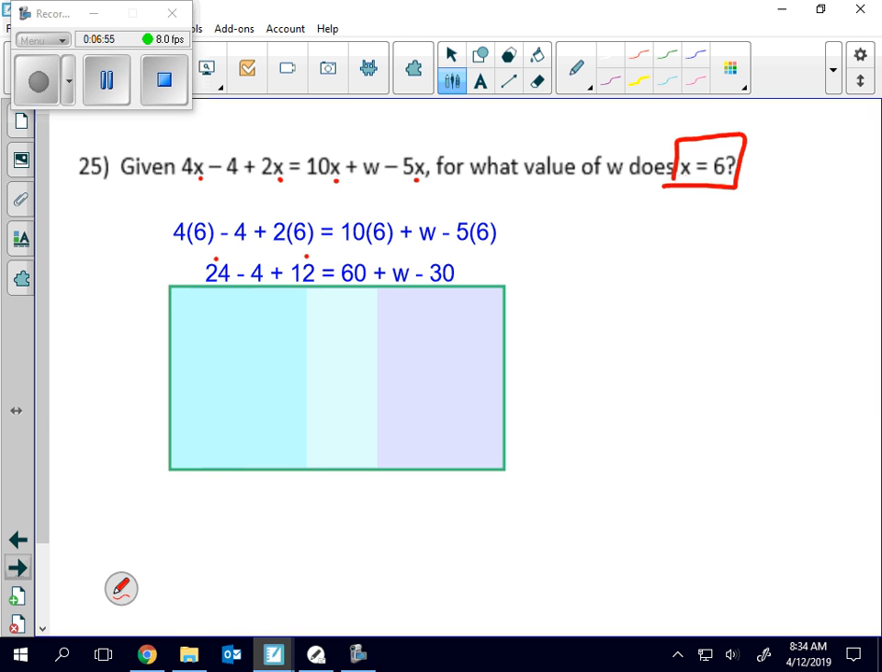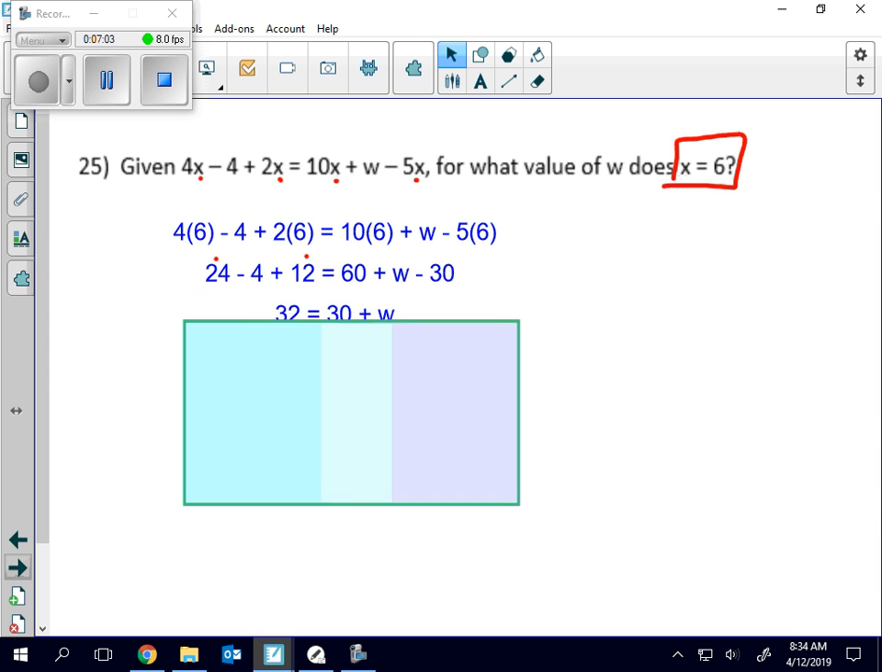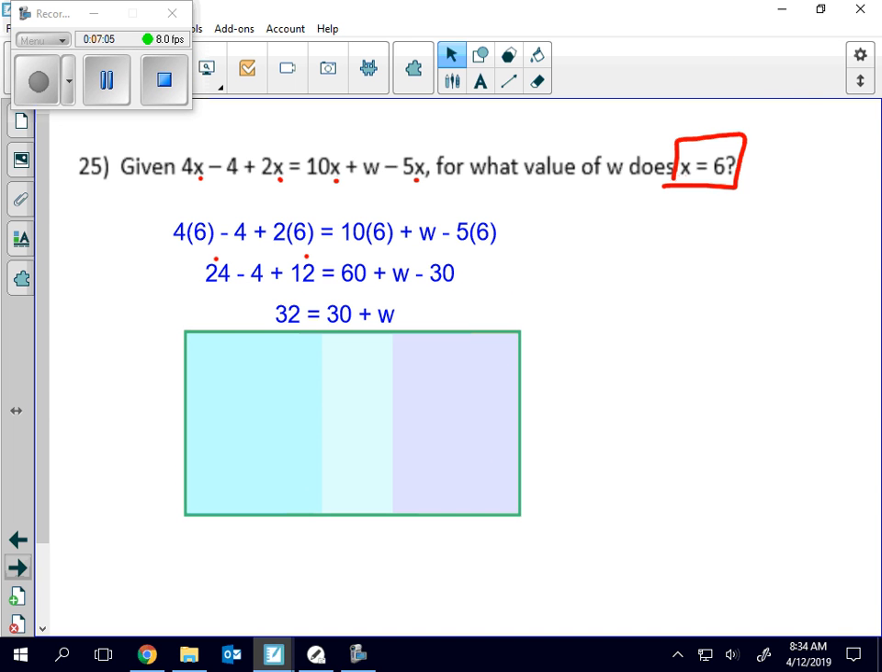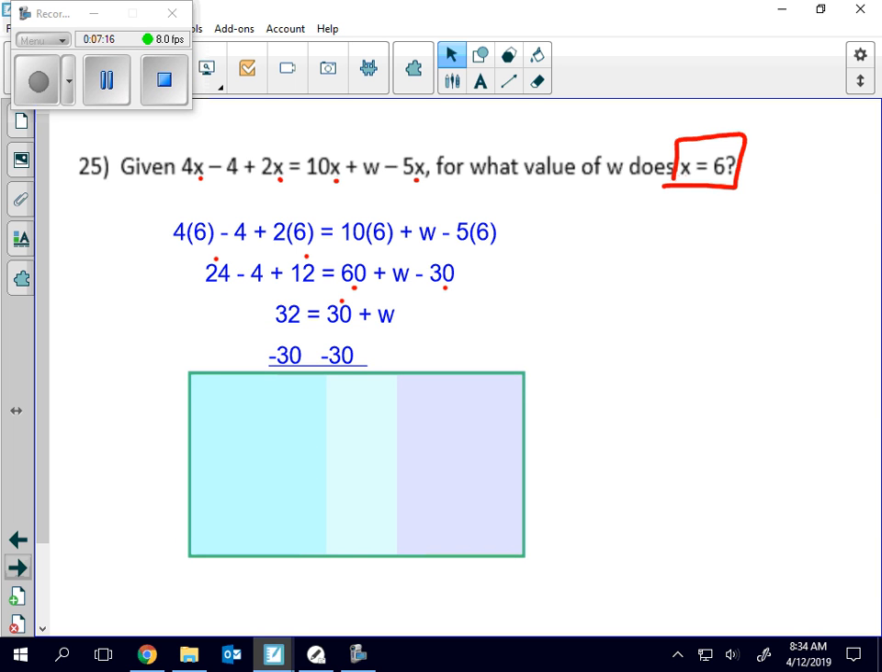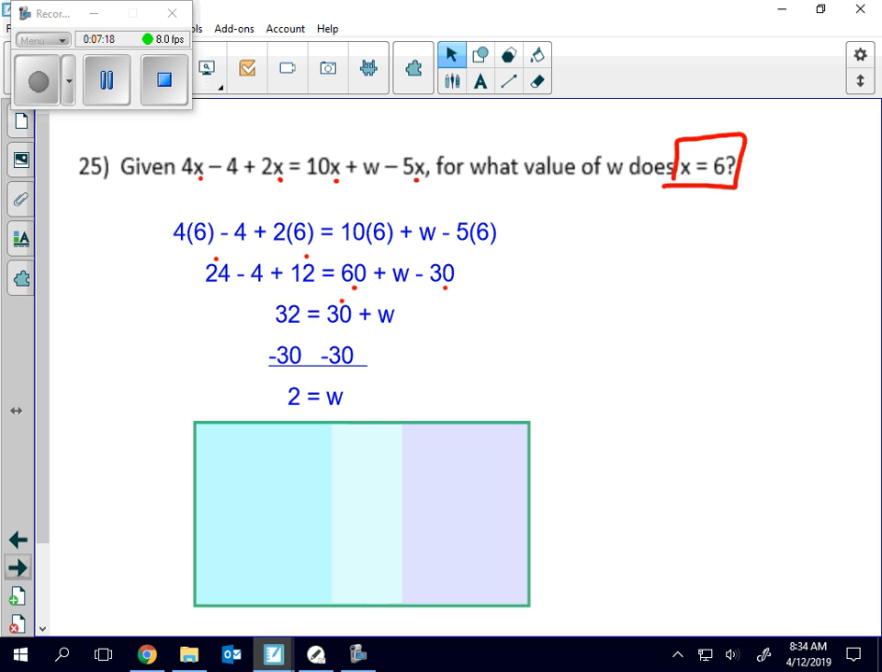Notice these things are on the same side. So I do the math I see. 24 minus 4 is 20 plus 12 is 32. And on the other side, 60 minus 30 is 30. I have w almost alone. To get rid of that plus 30, I would subtract 30 from both sides, and we find that w is 2. And that's the answer to the question.